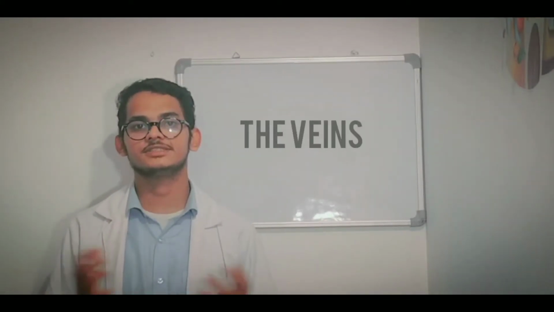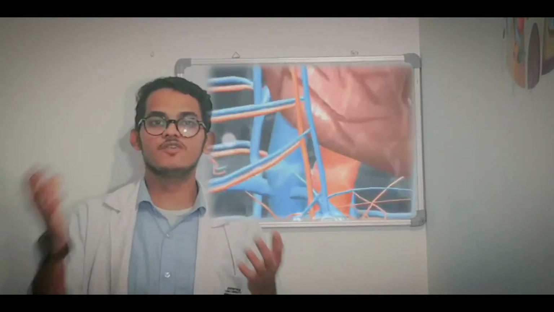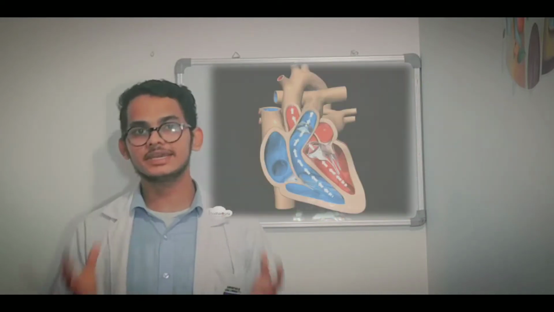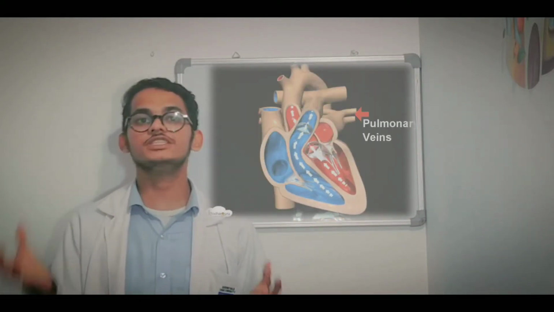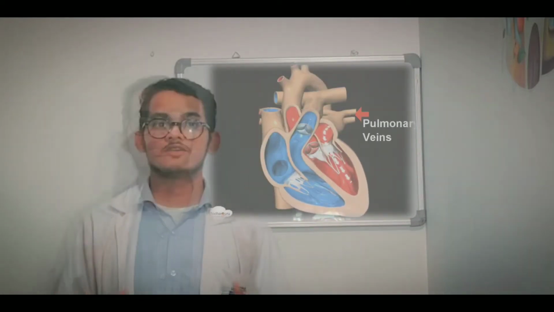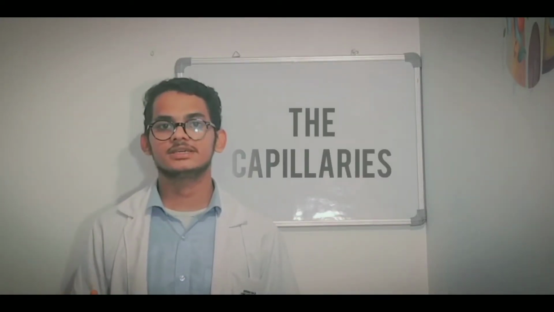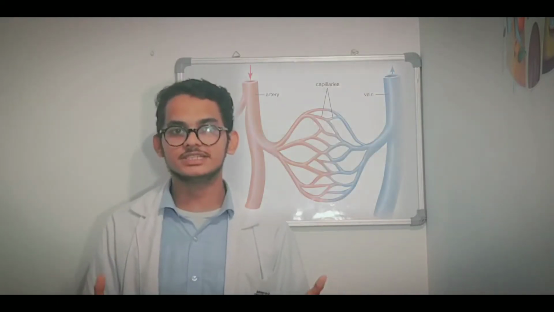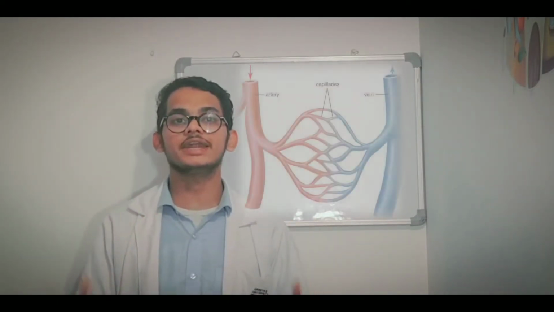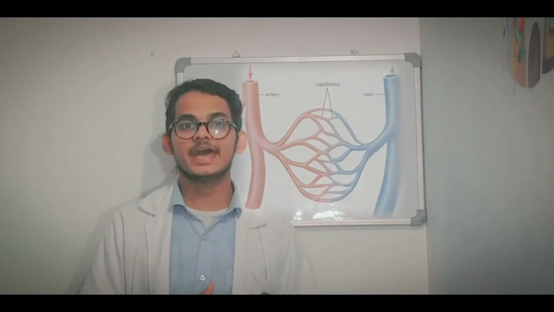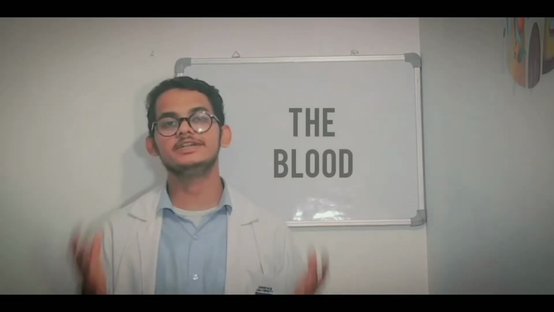The veins. These are the type of blood vessels which carry deoxygenated blood from the various parts of the body towards the heart. Unlike the pulmonary vein, which carries oxygenated blood from the lungs to the heart. The capillaries. These are the type of blood vessels which enable the actual exchange of water and chemicals between the blood and the tissue.